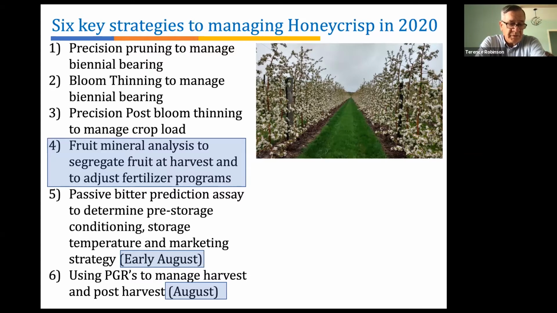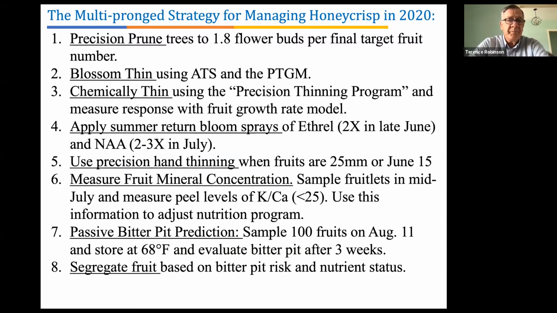We also had suggested that in August we would be talking about how to use PGRs to manage harvest and their impacts on post-harvest issues with Honeycrisp. We're still proposing to do that in early August, to have a statewide meeting on pre-harvest management and harvest management of Honeycrisp. But not only that, but all varieties. So this effort results in these 8 sort of steps.